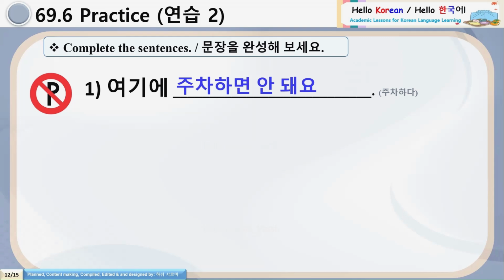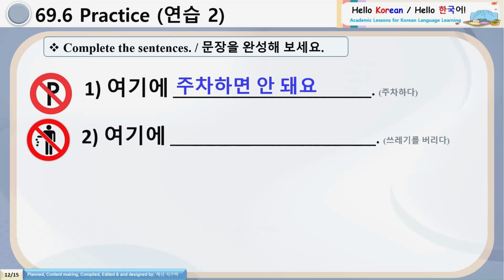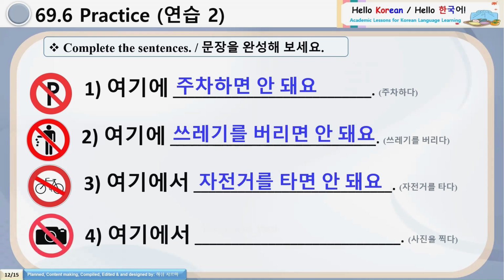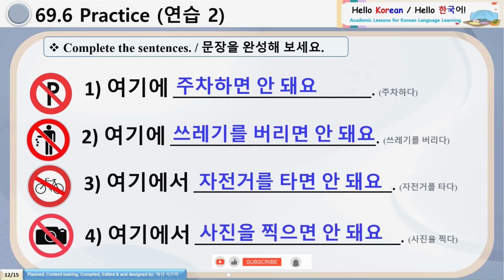Yes, no parking here. So in the same way, the second sign is there. 여기 A 네 쓰레기를 버리면 안 돼요. 잘했어요. 감사합니다. Number 3. You cannot ride a bicycle here. Then 여기에서, in the bracket it is 자전거를 타다. 네, 자전거를 타면 안 돼요. Number 4. 여기에서 please complete the sentence. 사진을 찍다. 네, 사진을 찍으면 안 돼요. So briefly, you can connect this eu-myeon and dweda grammar with the prohibition sign.